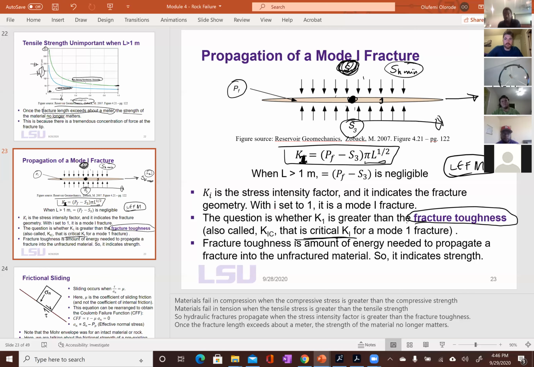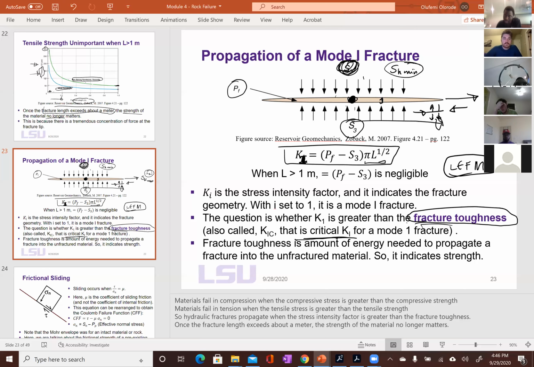Does that SH max provide any resistance to the fracture propagation? No. At all, or is it just going in that direction? No, it doesn't actually govern it in any way. What the resistance to it is, is the fracture toughness. Because the SH max is acting this way, right? But the fracture is opening up this way.